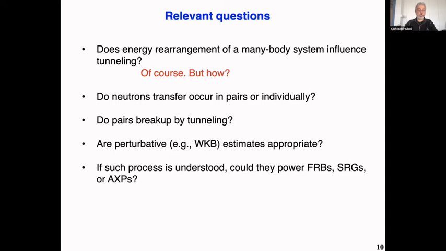And assuming that now we understand this tunneling problem of neutrons, if this is understood, could it be that they would power fast radio bursts, soft gamma ray repeaters, or anomalous X-ray pulsars? I think they could. I'll try to show you.